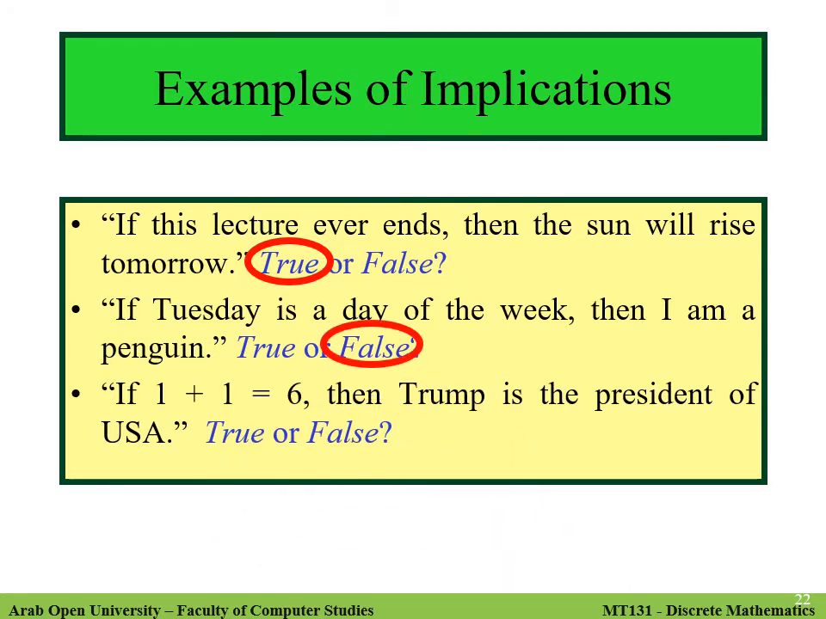The third example, if 1 plus 1 equals 6, then Trump is the president of the USA. 1 plus 1 equals 6 is a false statement. Trump is the president of the USA is true, so this is false implies true, so it should be a true statement.